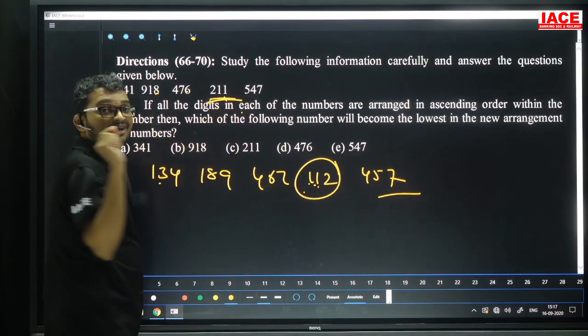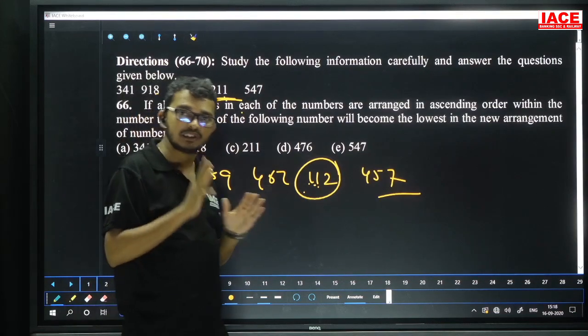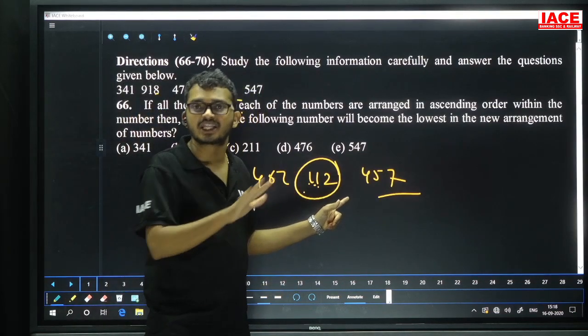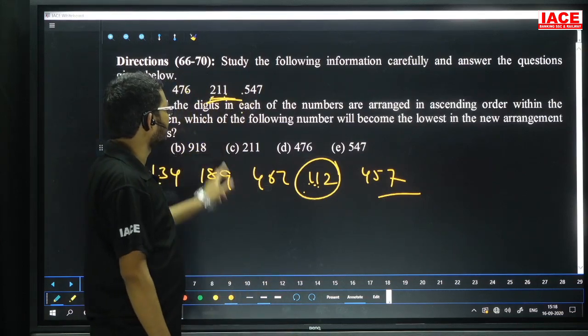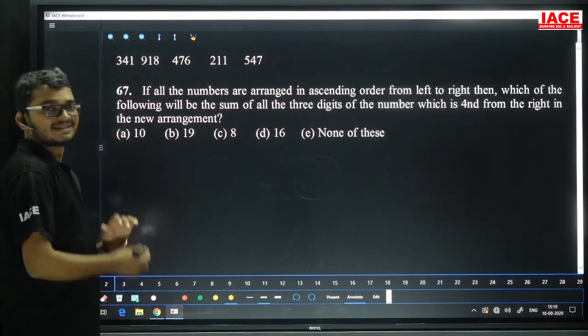So your answer is which of the following is the lowest number? 112. But they will not give 112 as your option. They will give 211. So the answer is what? Option C. Question number 67.